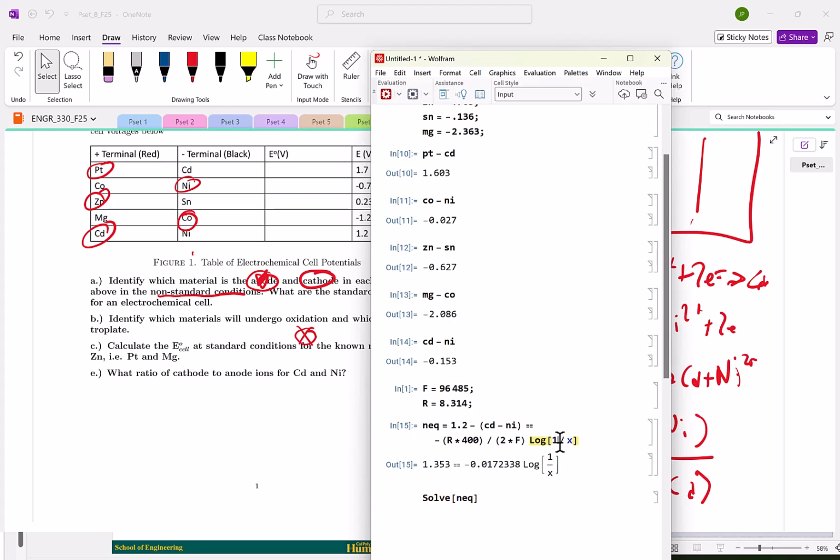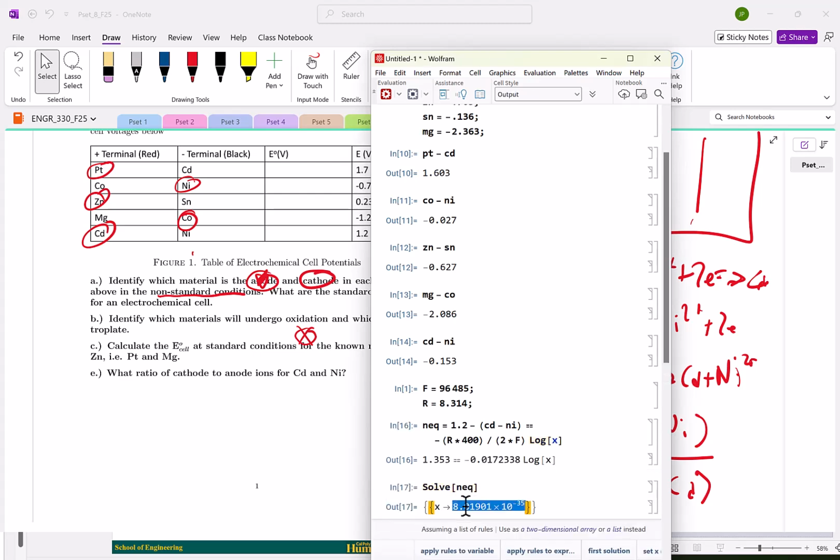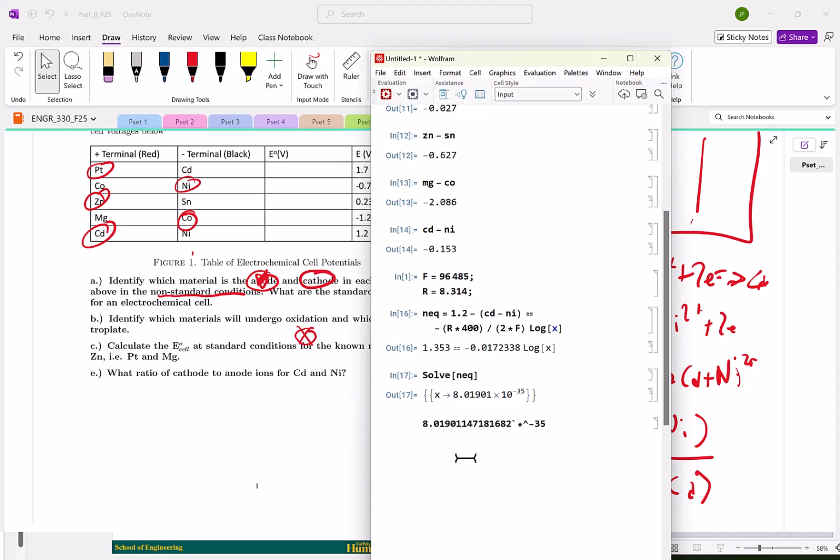I don't want to solve for x. I'm going to solve for the ratio x, and then I'm going to flip it, doing the inverse of that: 1 divided by x. There we go.